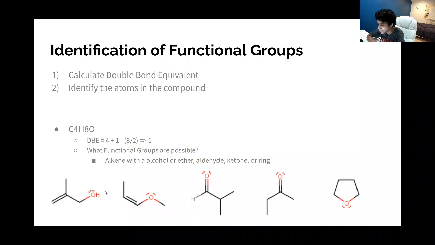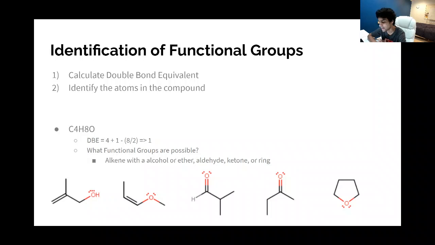The next step is to identify the various functional groups in a given compound. You first calculate the DBE, the double bond equivalent, and then you identify the atoms in the compound. So you take a look at this C4H8O. The DBE, when you plug in the numbers, is 1. And with this information, you have to think about what functional groups are possible with an oxygen atom. You can have an alcohol, an ether, an aldehyde, a ketone, or a ring.